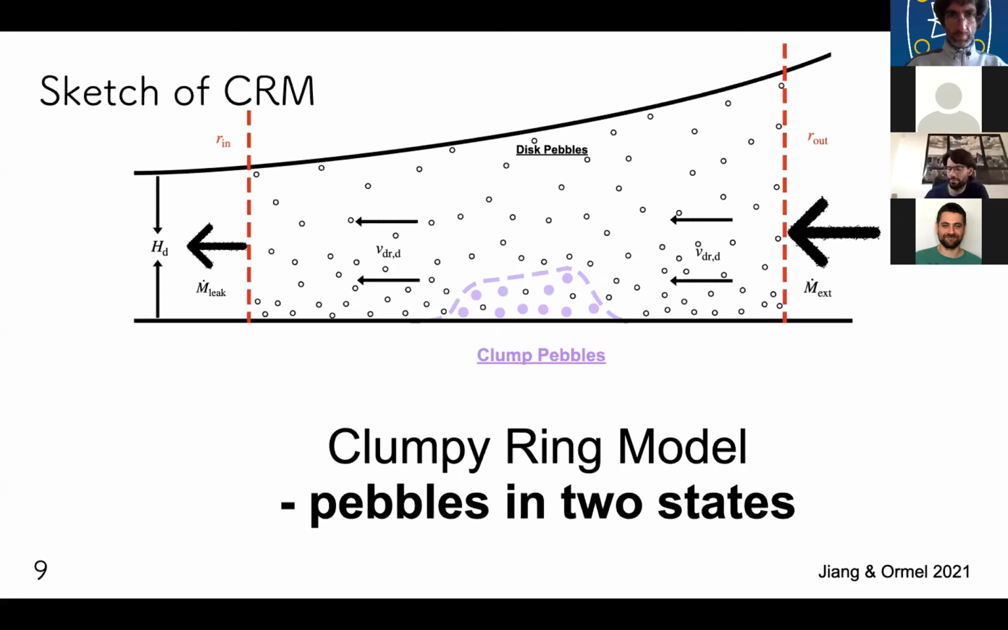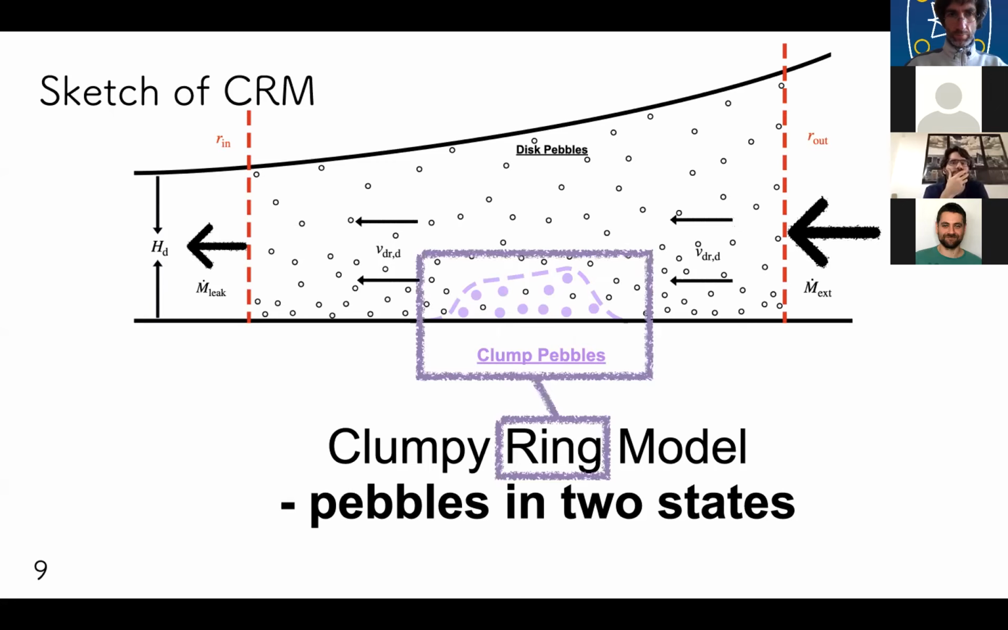So here is a sketch of our clumpy ring model. First, as in the very standard model, we impose the pebbles' radial drift from the outer region, which is on the right of this plot, to the inner region of the disk. So the pebbles will first have an individual drift, but additionally to this disk pebble component, we introduce another component, so-called clump pebbles. This clump pebble is just reflected in the ring when we observe it.